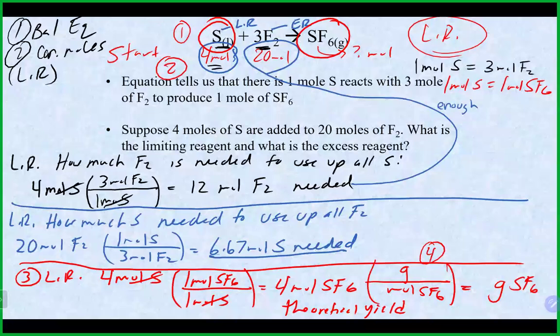So this is one method to solve limiting reagent problems. You do a little calculation to figure out between the two reactants, if you want to use up completely one of them, how much of the other one would you need? Any questions on that?